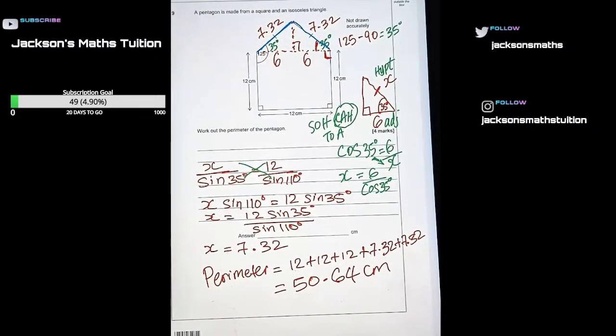You should get the same 7.32. 6 divided by cos 35. Let me know if that's what you get.